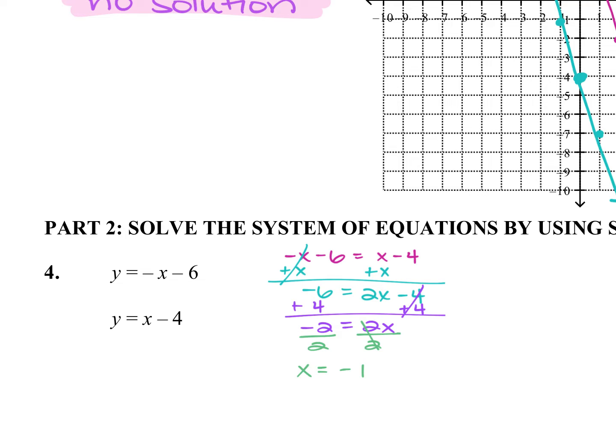You still need to solve for y. So it's totally up to you which equation you plug that negative 1 in for x. It's got to be one of the two original. So if we use the bottom one, we would have y is equal to negative 1 minus 4, which gives us y is equal to negative 5. So the ordered pair that's our solution is negative 1, negative 5.